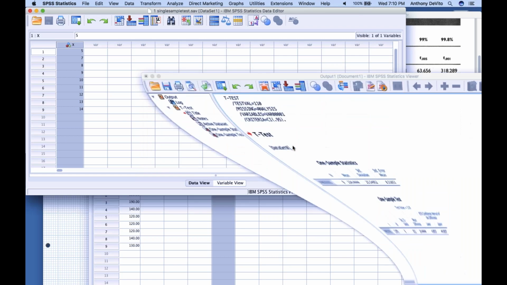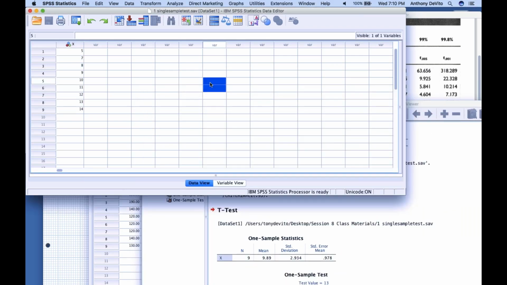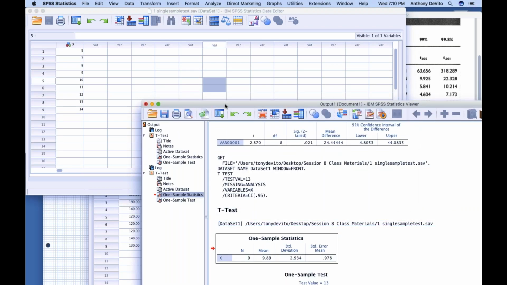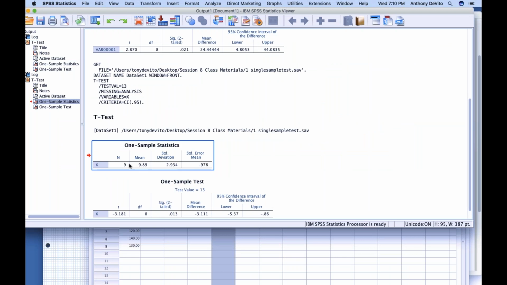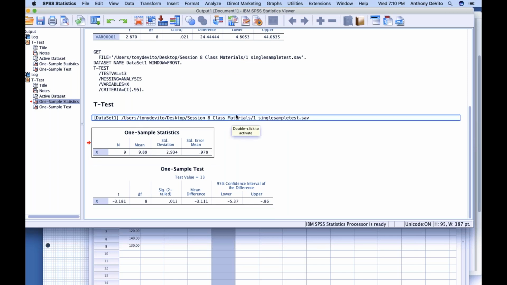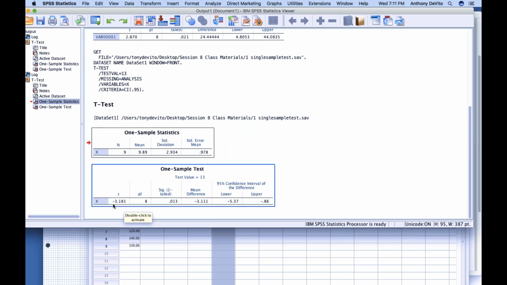I'm going to click OK, and SPSS is going to come up, and we'll take a look at what we got. Okay, so sample size is 9. Our mean came out to be 9.89. Our standard deviation was 2.934. Our standard error, which is our standard deviation divided by the square root of the sample size, 2.9 divided by 3, is 0.978. Now, SPSS calculated a t-score for us, and the t-score came out to be minus 3.18.